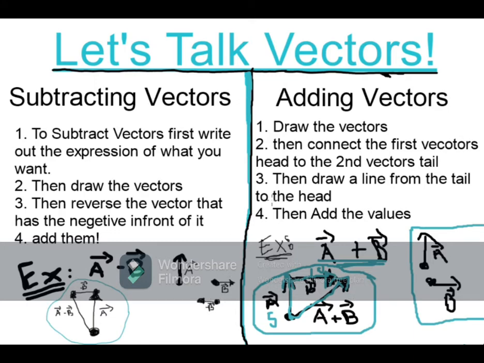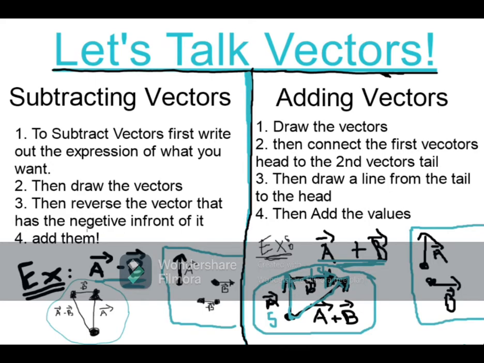So for subtracting vectors, there's also 4 steps. So I'll give you an example related to the other example after I talk about these 4 steps. So for the first step, you have to write out the expression like you did for adding them right here, and then you have to draw the vectors. It's kind of the same as adding the vectors, but it only has one extra step. And then you have to also draw the vectors like here, right there.